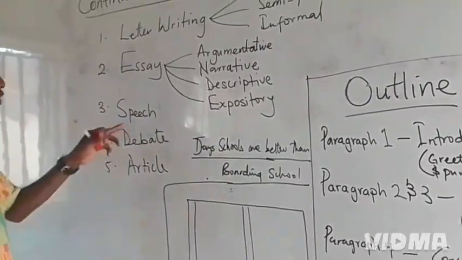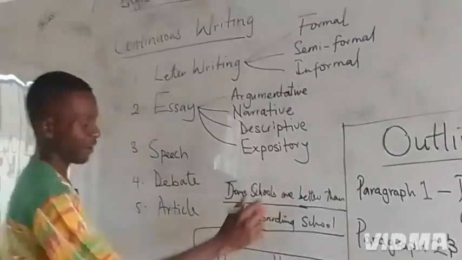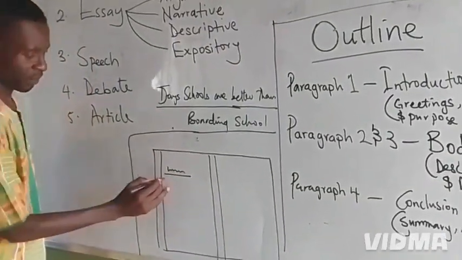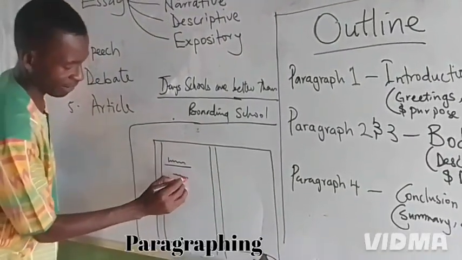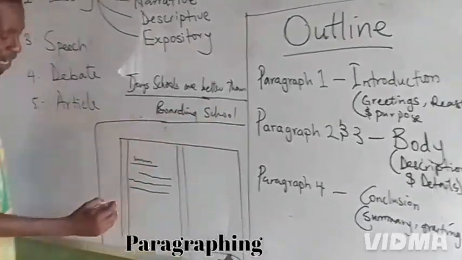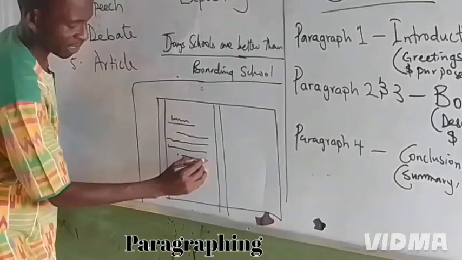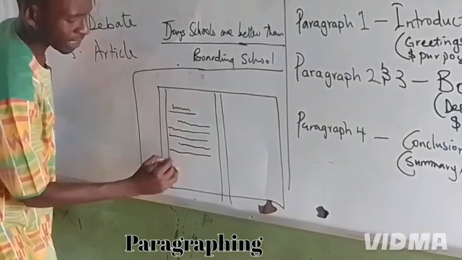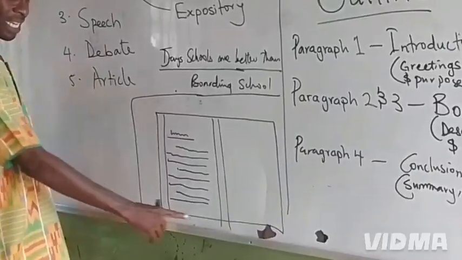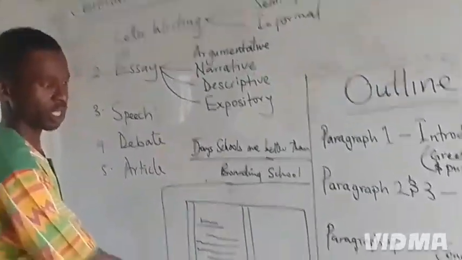Now, this is my note. I want to write an essay. I write my title. I underline it. The first paragraph, I give a space. I write. Second paragraph, I give a space. This is how to write a paragraph. And then lastly is the summary.